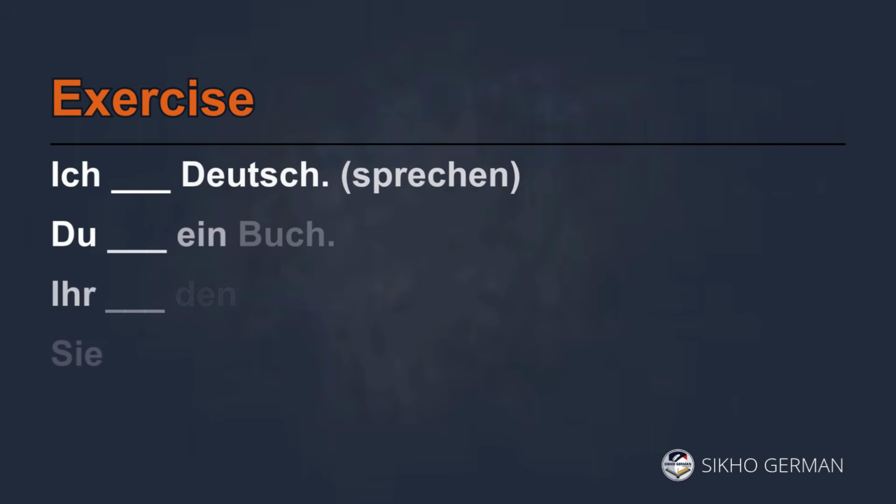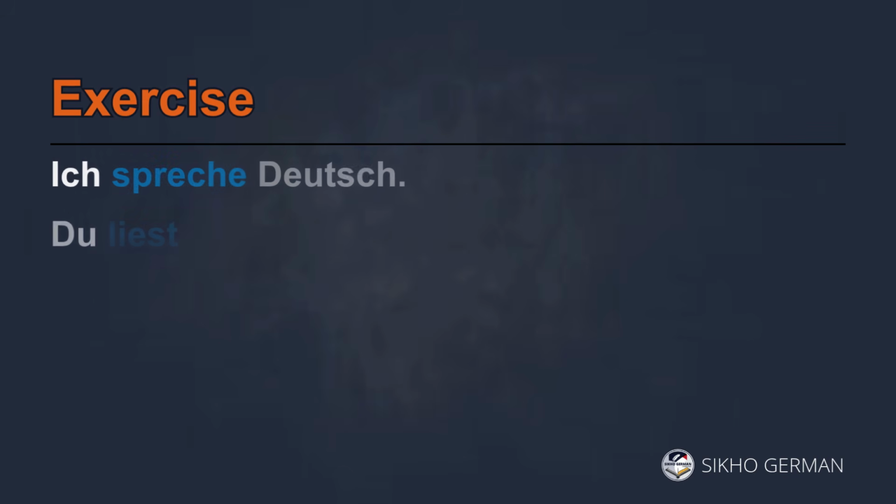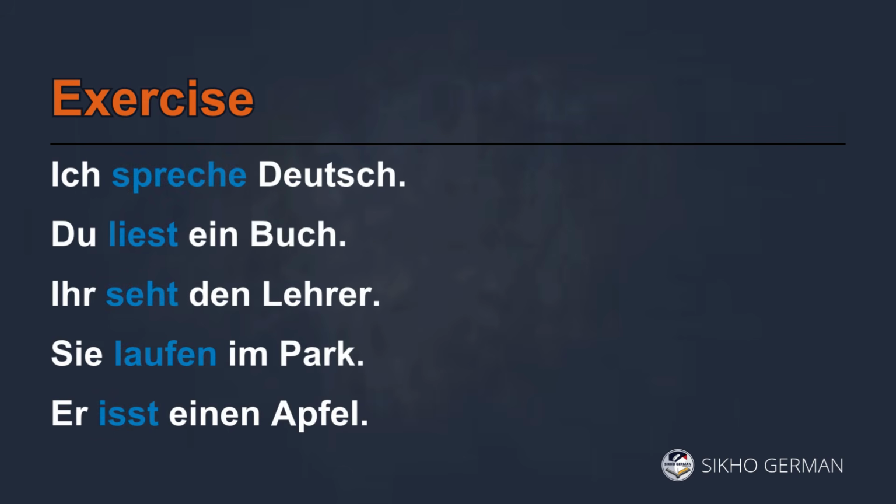Now, let's practice. I'll give you 5 sentences with blanks. Fill in the correct conjugated form of the irregular verb in parentheses. Pause the video and give it a try. Here are the answers. Let's check how you did.